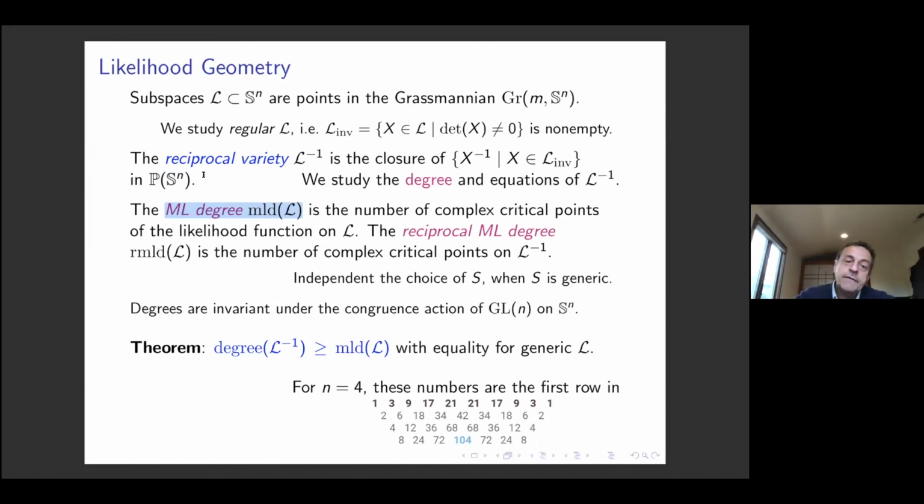It's known that the ML degree is bounded above by the degree of our projective variety. Equality holds for generic L, and we also have formulas in the paper for the reciprocal ML degree. This ties in to the tangency conditions, because these numbers in the generic case are exactly given by the first row in our Schubert triangle, the first row being the situation when every figure is either a point or a plane.